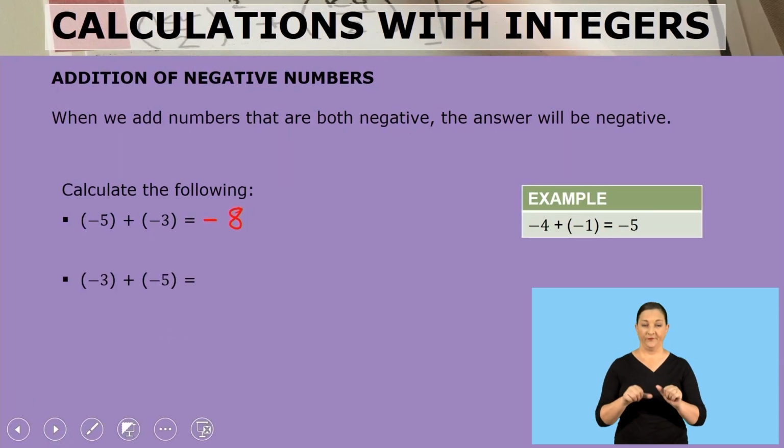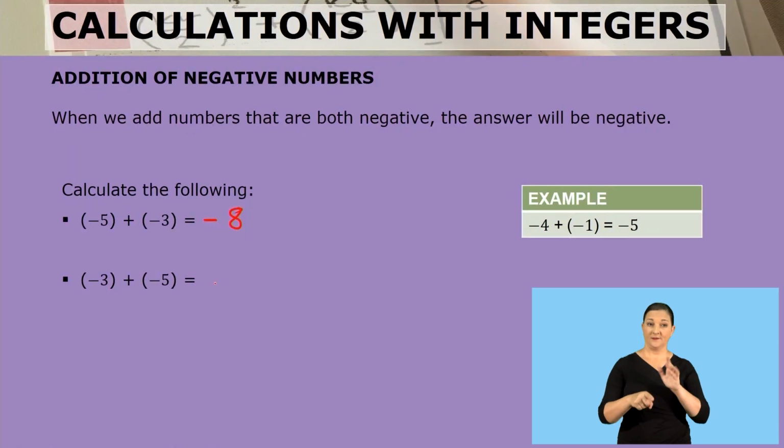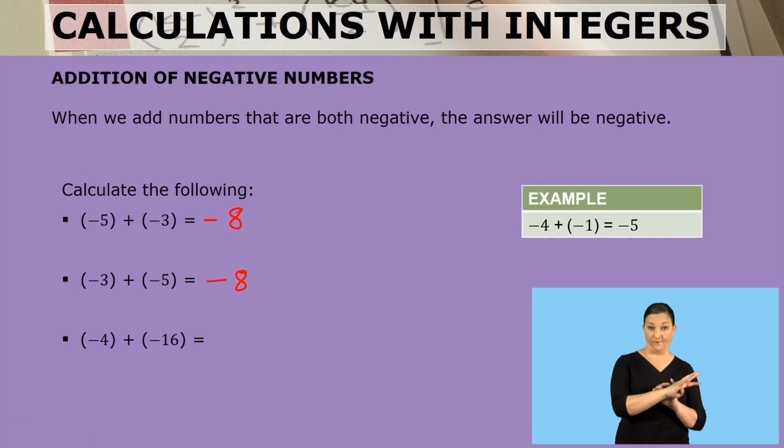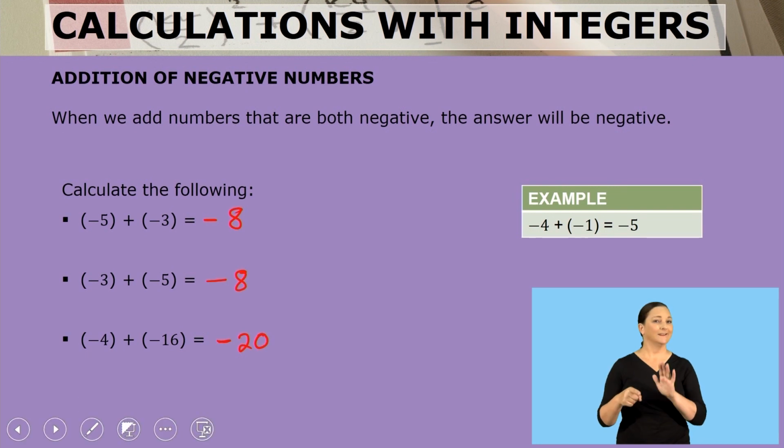Then we have a negative 3 plus a negative 5. Again, both of them are negative, so my answer is going to be negative, and my answer there is a negative 8. We have a negative 4 plus a negative 16. Both of them are negative, so my answer is going to be negative, and I just add those two natural numbers, which is going to be 20. My final answer is negative 20.